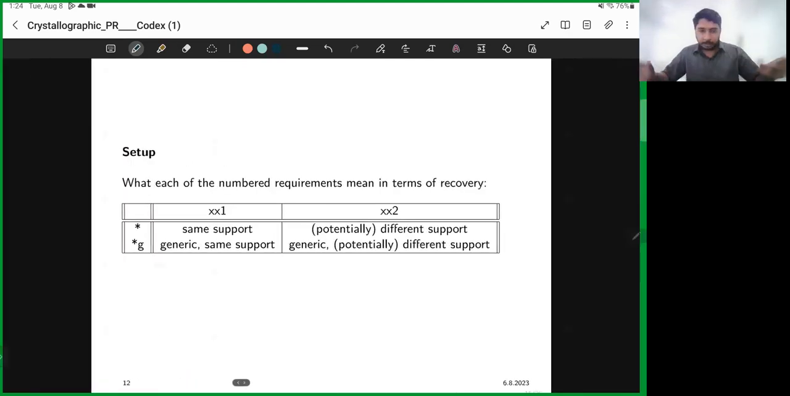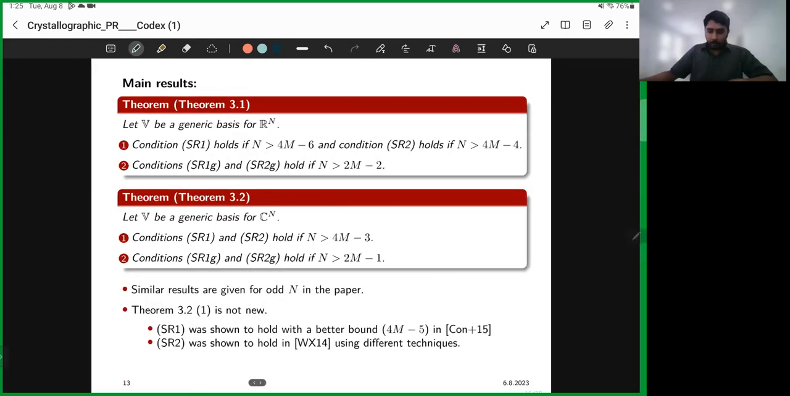And here's a nice little table that captures all the notation that I just threw at you. If you see a 1, we're caring about the same support. And if you see a 2, we're thinking about potentially different supports for our vectors. And if you see a G at the end of the statement, we're thinking about generic recovery as opposed to universal recovery of signals. I'm doing the song and dance about this generic recovery, and in the next slide, I'm going to tell you why that's extremely important and relevant.